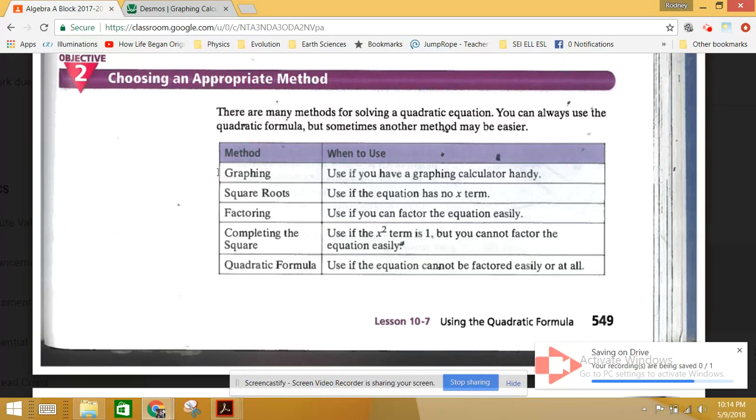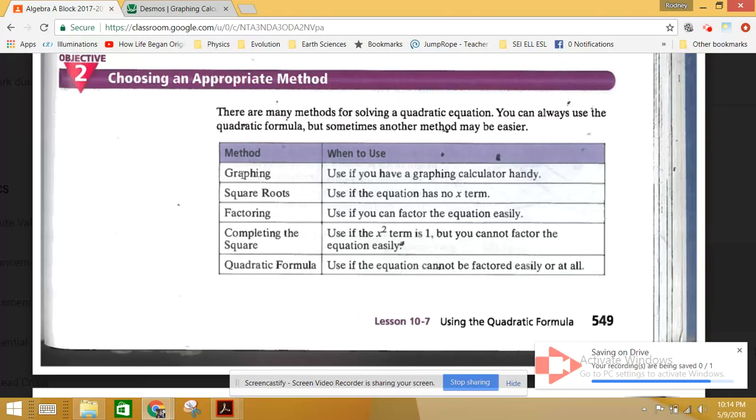Okay, now I'm into the final video from the check understandings for chapter 10-7. This is going to be about choosing an appropriate method. We've learned a variety of methods for solving quadratics. One is factoring, another is completing the square, and then the reference is graphing.